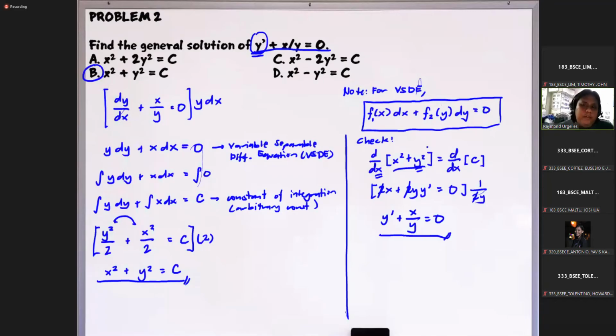Pinakita ko sa inyo itong checking na to kasi pag nahihirapan kayo dito sa pag-i-integrate, pwede nyo gawin is mag-trial and error kayo sa choices. Kunin nyo yung derivative ng mga nasa choices. Kung alin sa kanila yung magbibigay sa atin ng nasa given na differential equation, yun yung tamang sagot. Yun yung trial and error method na tinatawag, or TAE for short. Kayo na yung bahala kung gusto nyo gamitin.